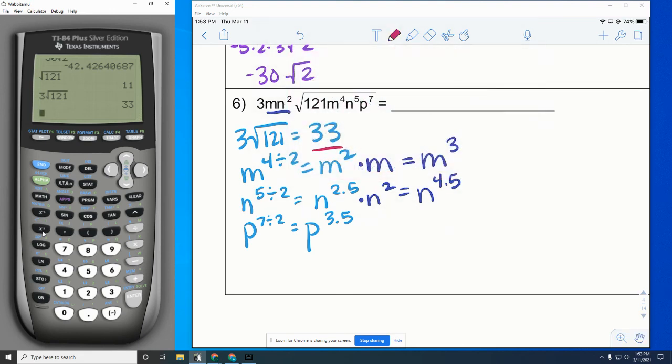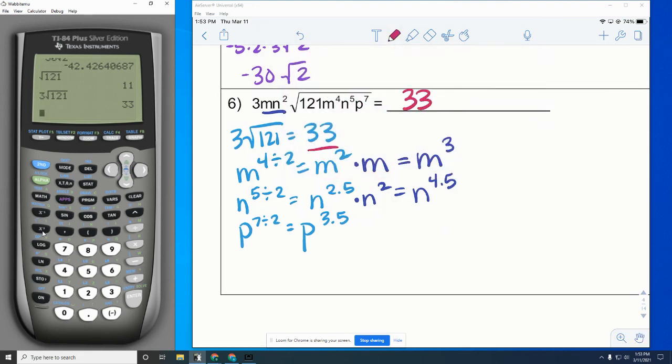So let's put it all together. Numbers, they worked nicely, so they're all outside of the square root. M's I have 3, N's I have 4, P's I have 3, and then I have 0.5s in N's and P's, so those are left under the square root.